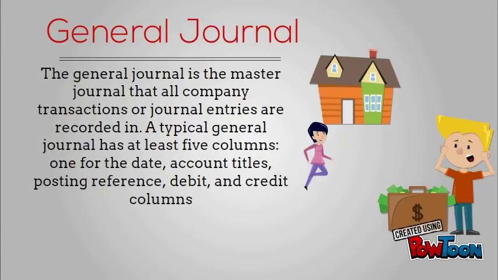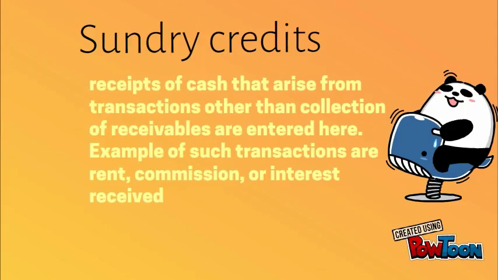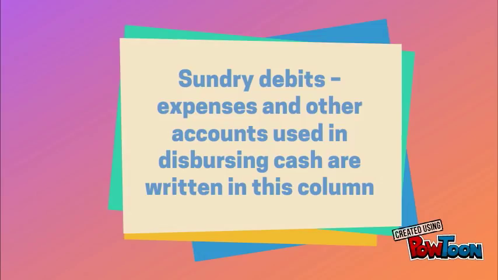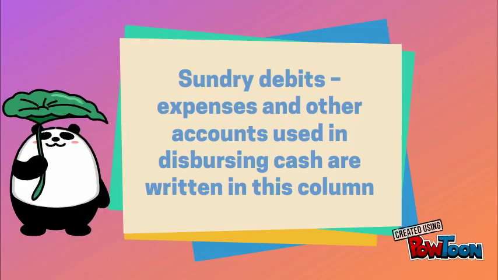Sundry credits: receipts of cash that arise from transactions other than collection of receivables are entered here. Examples of such transactions are rent, commission, or interest received. Sundry debits: expenses and other accounts used in disbursing cash are written in this column.